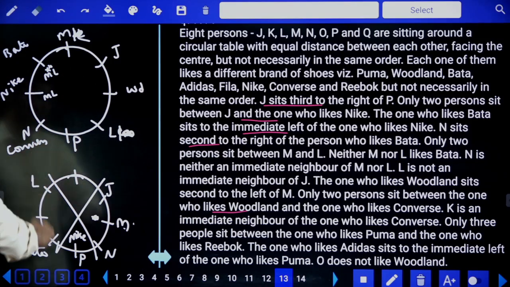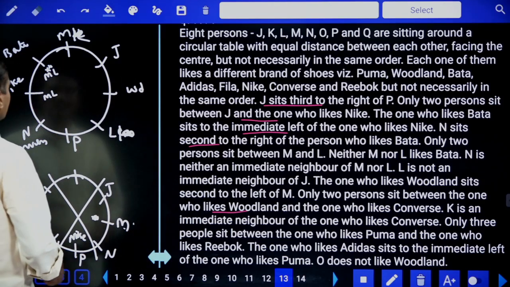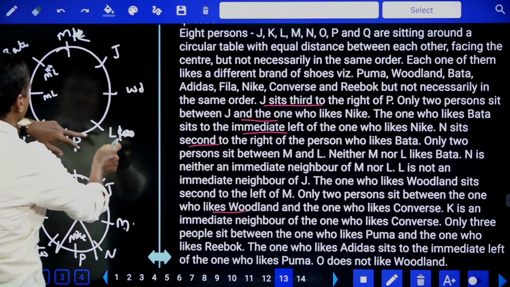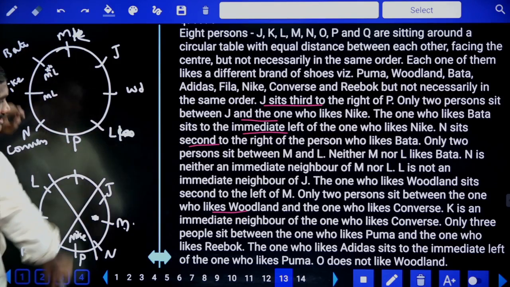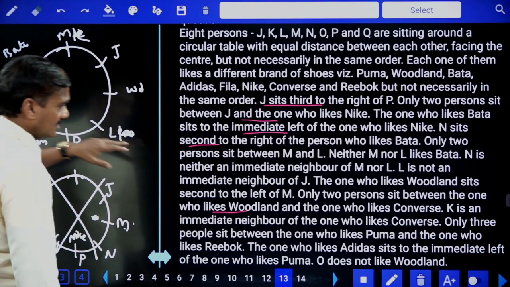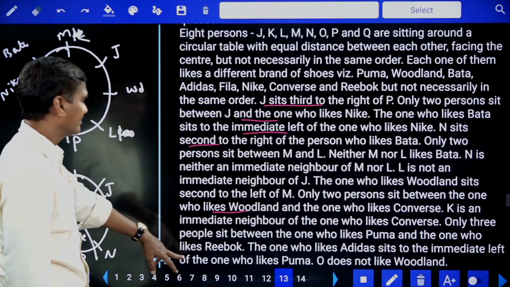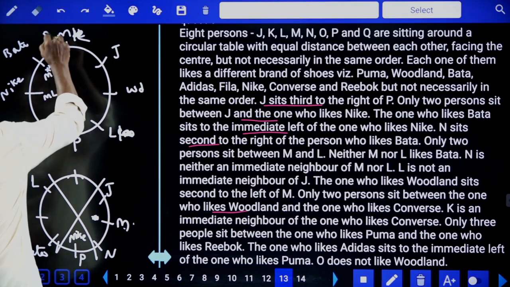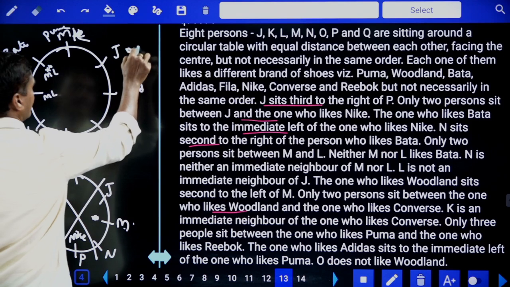And next one, only three people between Puma and Reebok. Puma and Reebok, there must be exactly three. Now if Puma is here, Reebok here is not possible, and if here, then not possible. Hence Puma and Reebok must be P and M in any order, isn't it? And the one who likes Adidas sits to the immediate left of Puma. If Puma is here, Adidas must come here, not possible. Hence this is Puma, this is Reebok, and this is Adidas.